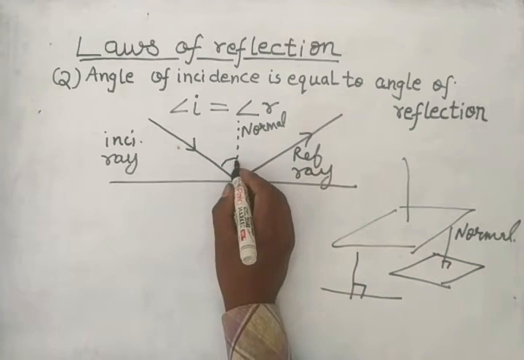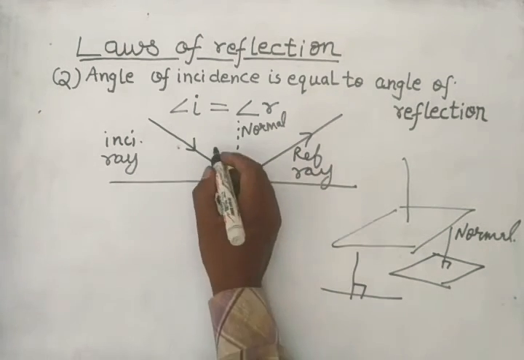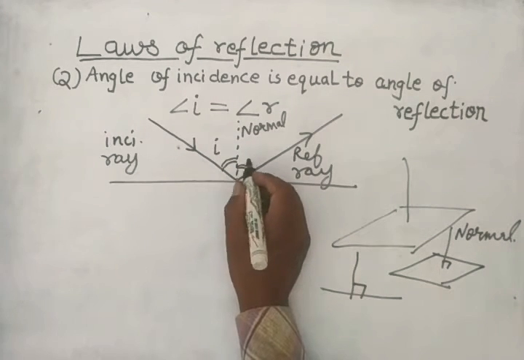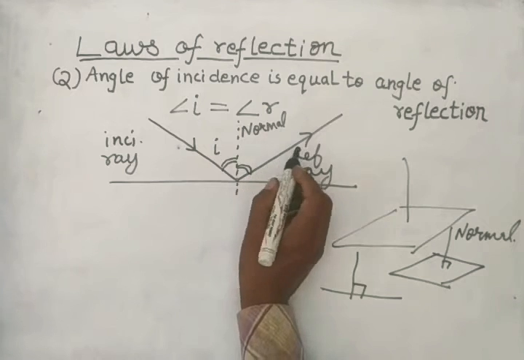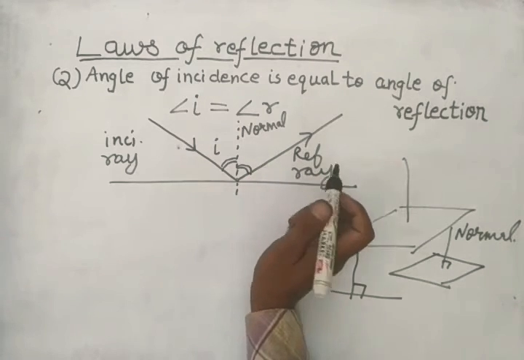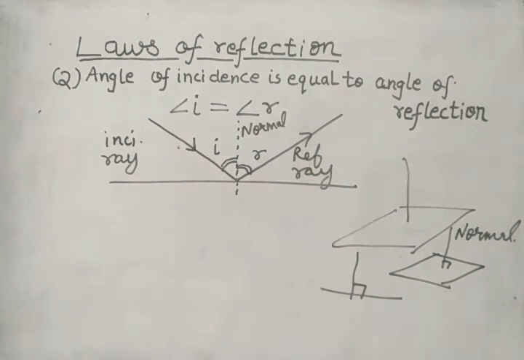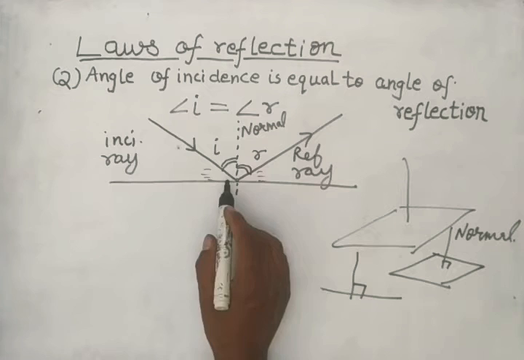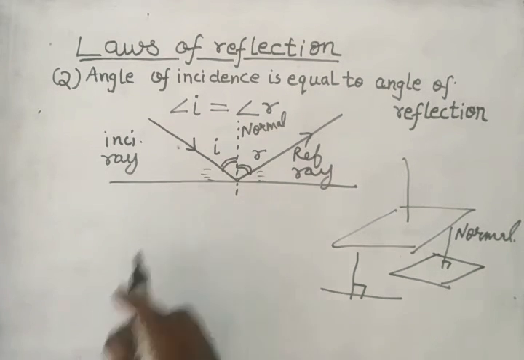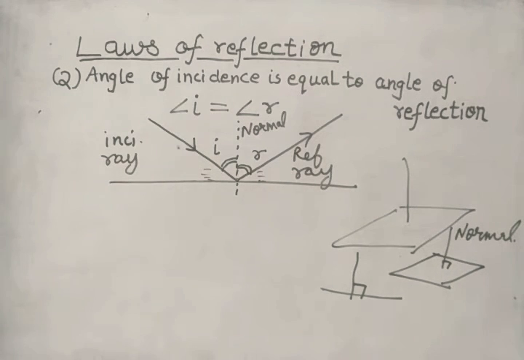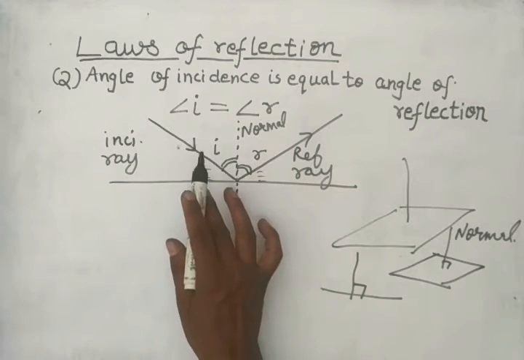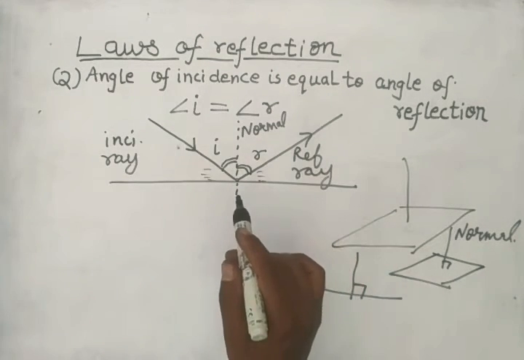Now this angle, which is measured from the normal, is called the angle of incidence, and this angle, which is measured from the normal and made by this reflected ray, is called the angle of reflection. So remember this thing: we don't consider this side angle, meaning the angle from the surface. We take the angle from the normal.